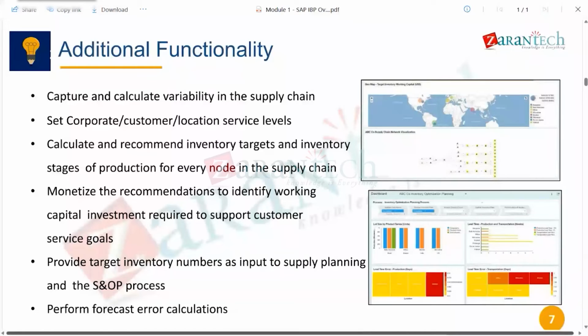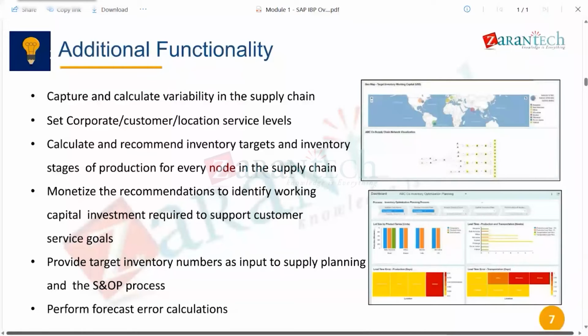Another function is to set the corporate, customer and location service level. Service levels can be measured at various locations. It can be a plant, a warehouse, or any other location. All the service levels can be fed into the tool, and they can be recorded and measured. So inventory targets are measured, and the production plan also defines the inventory target.